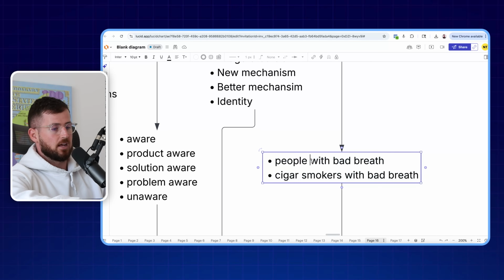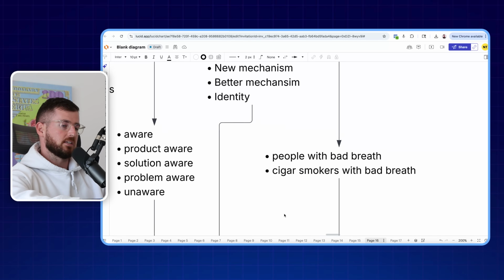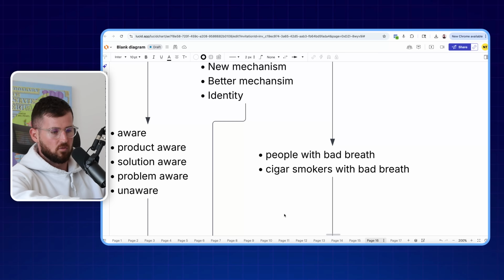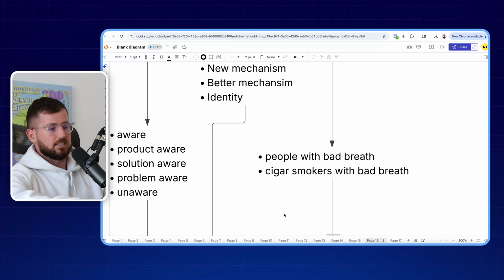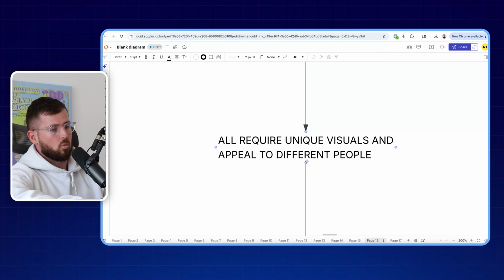We were already testing a lot of ads with horny guys with bad breath, and that was getting us nothing net new. Why? Because it was just the same thing over and over and over. That wasn't getting the ad account anything net new to optimize with. Now, if we look at these, all of these require unique visuals and appeal to different people. As long as you're consistently following this structure, you will be perfectly fine with Andromeda.